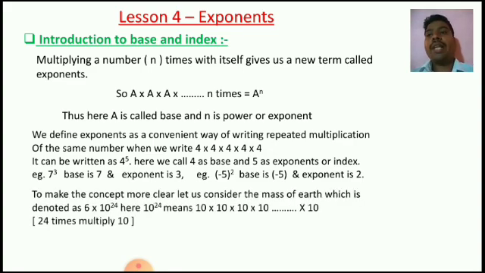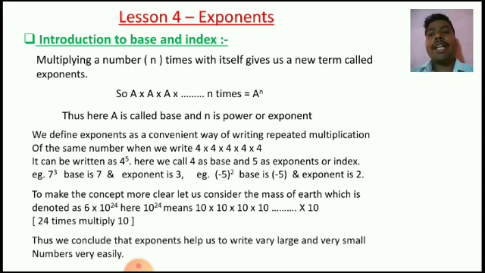To make the concept more clear, let us consider the mass of earth, which is denoted as 6 into 10 raised to 24. Here 10 raised to 24 means 24 times multiply 10. Thus we conclude that exponents help us to write very large and very small numbers very easily. So this is the importance of the exponents.